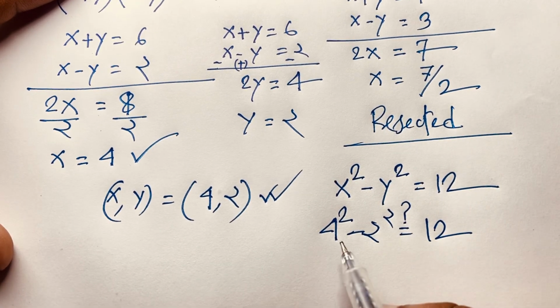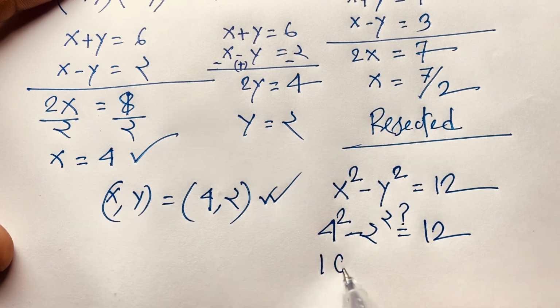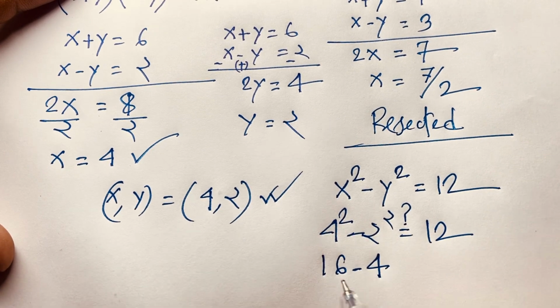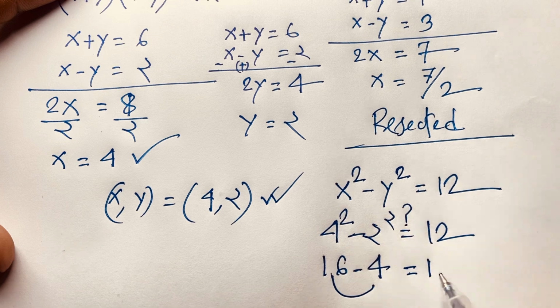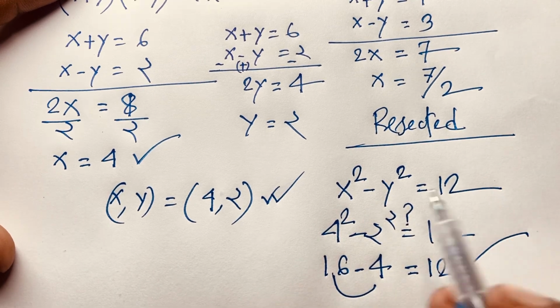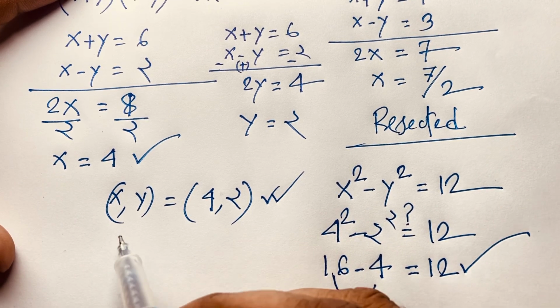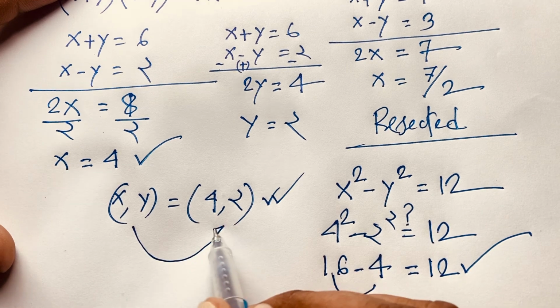Yes, it is 12. Because 4 to the power 2 will be 16 minus 2 to the power 2 will be 4. 16 minus 4 is always 12. So you can see that our final answer in this maths question will be 4 and 2.